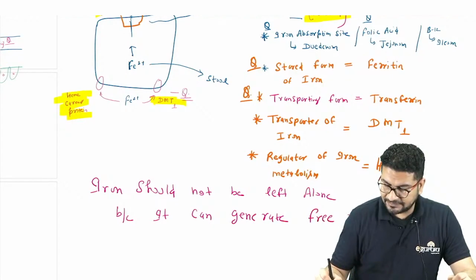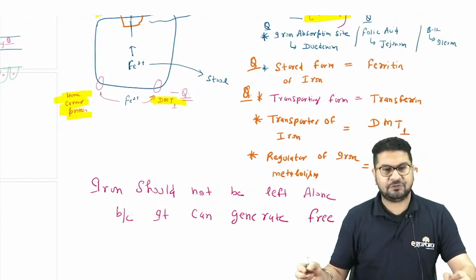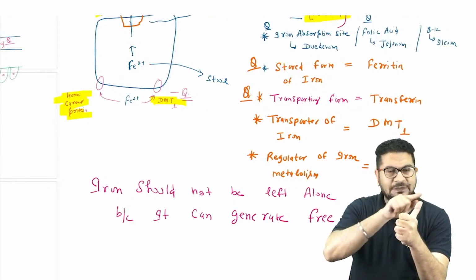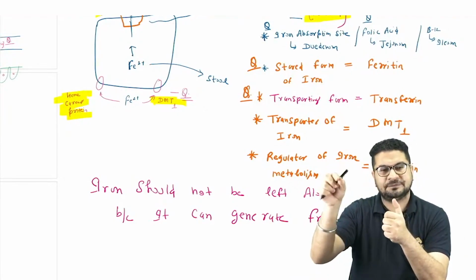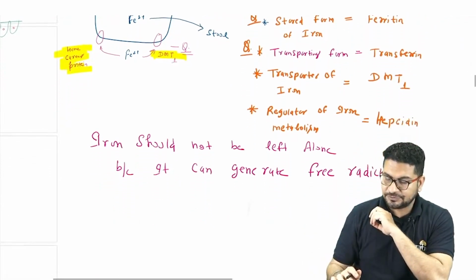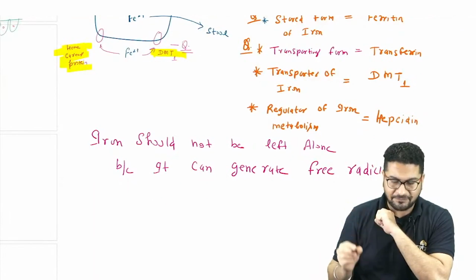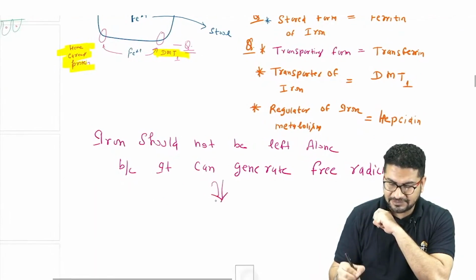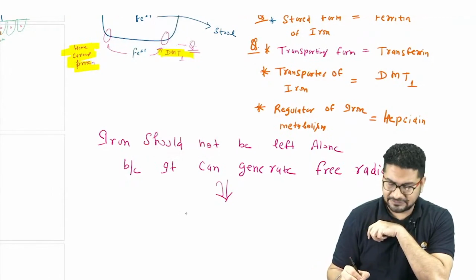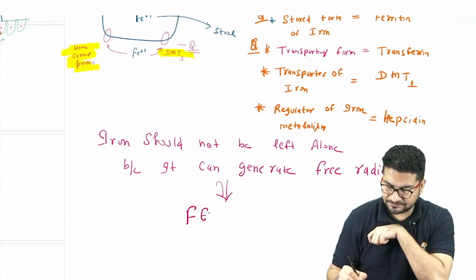So that is why you are having so many names. What you can see, iron is initially transported by transferrin, then hepcidin, ferritin. So someone is there to take care of this iron. It should not be left alone, because it can generate free radicals. This reaction where iron can produce free radicals is called the Fenton reaction.